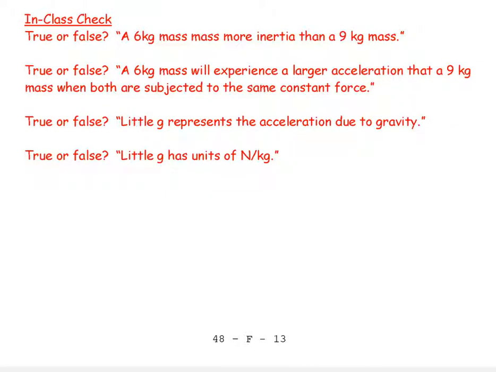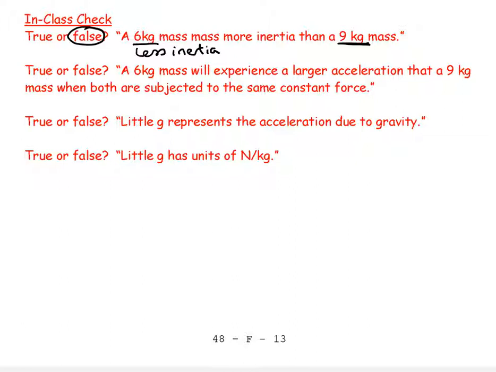Let's have a look at some conceptual questions. True or false, a 6 kilogram mass has more inertia than a 9 kilogram mass, and that would be false. No, the mass is the measure of inertia, so the 6 kilogram mass would have less inertia, less tendency to want to keep their state of motion. If they're moving, continue moving. If they're stationary, stay stationary. The 9 kilogram mass would have more.